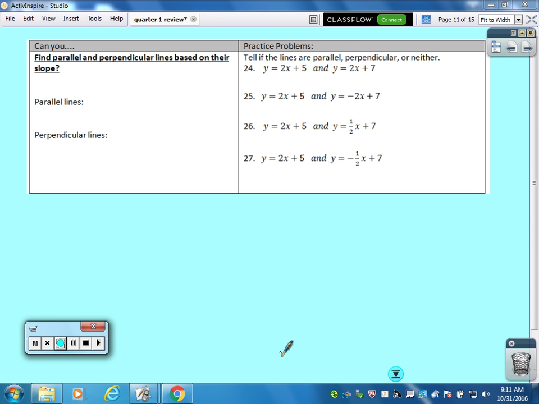Parallel and perpendicular are quick and easy. Remember, parallel lines never intersect, so they must rise at the same rate. So that means they have the same slope.